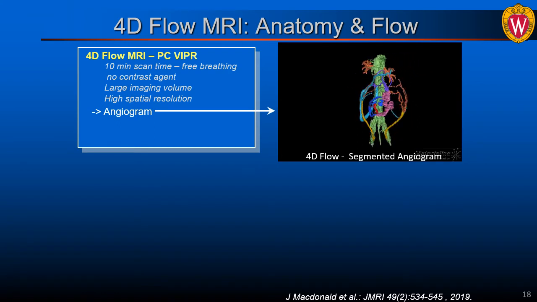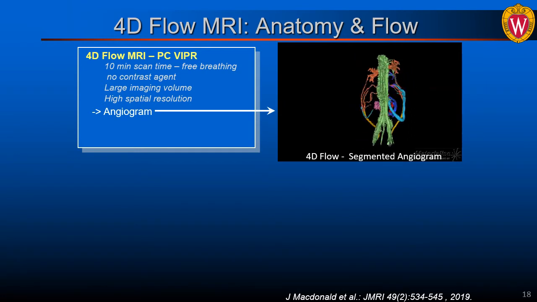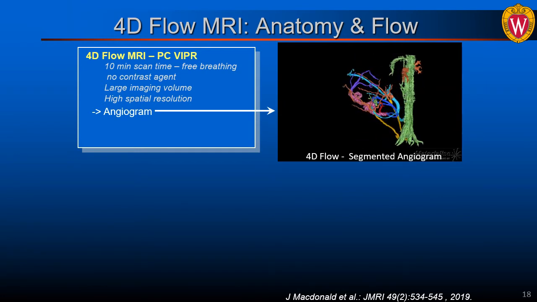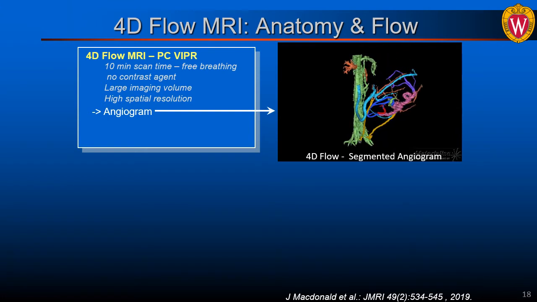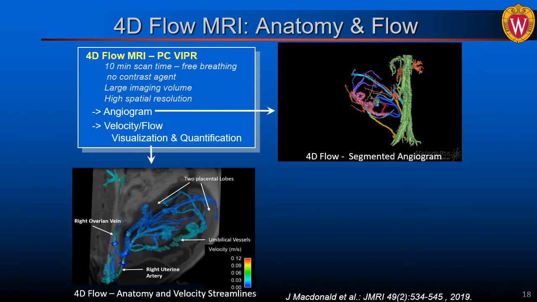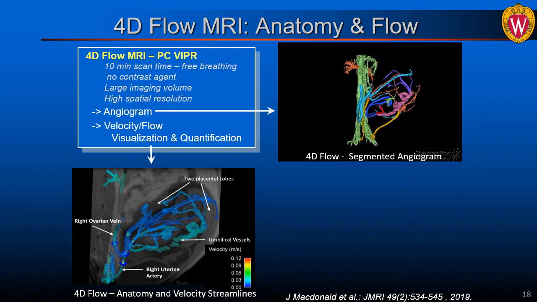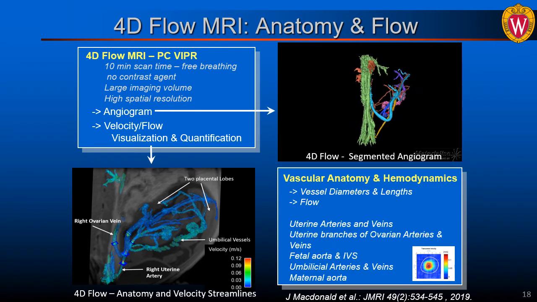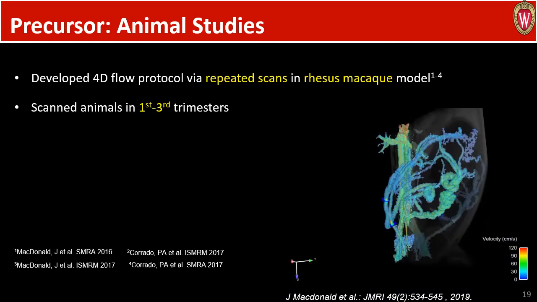In our approach, all data are acquired within a 10-minute free-breathing 3D radial acquisition without a contrast agent. This example from an early third trimester rhesus macaque shows a high-resolution angiogram with color-coded maternal and fetal vessels. The scan also provides velocity information for all the vessels in the large imaging volume, as shown here in form of velocity streamlines. Vessel diameters and length as well as flow can be recorded for many vessel segments.